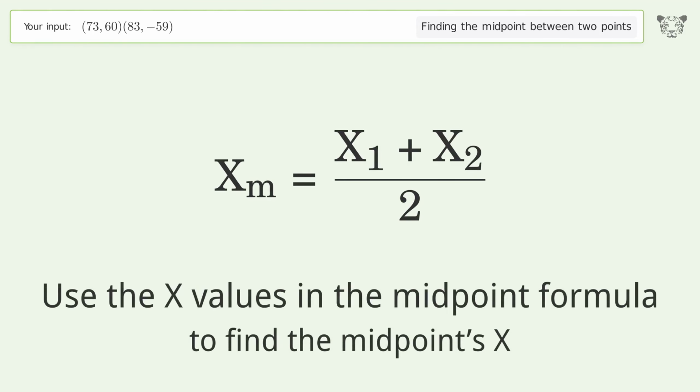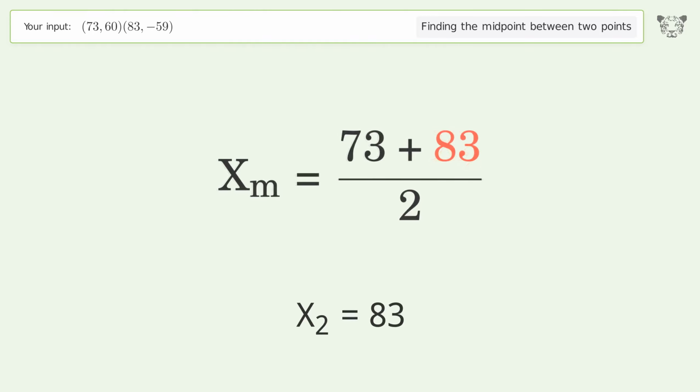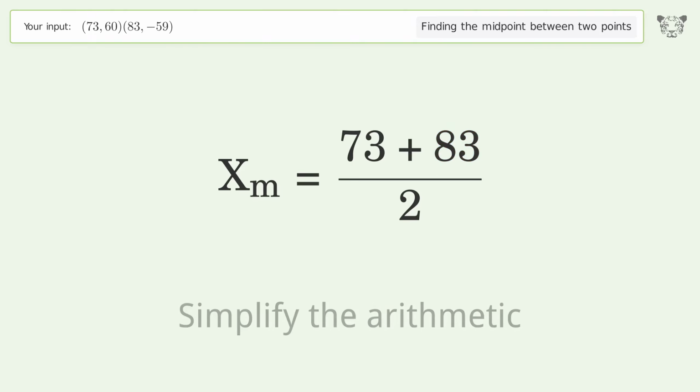Use the x values in the midpoint formula to find the midpoint's x. x1 equals 73. x2 equals 83. Simplify the arithmetic.